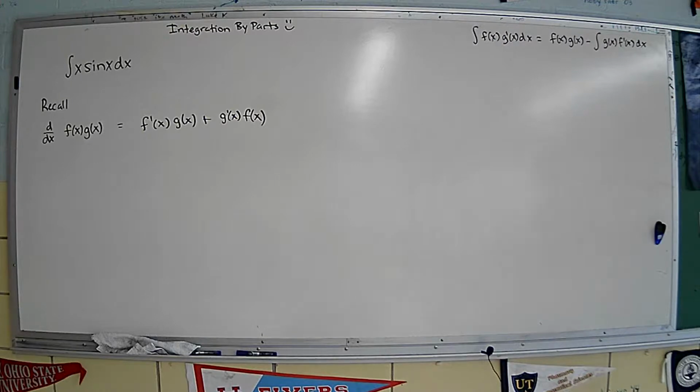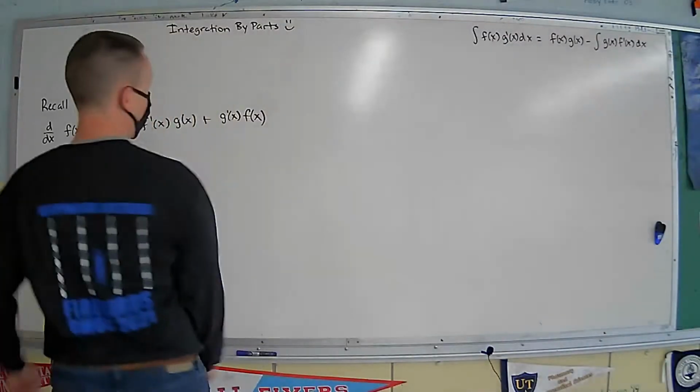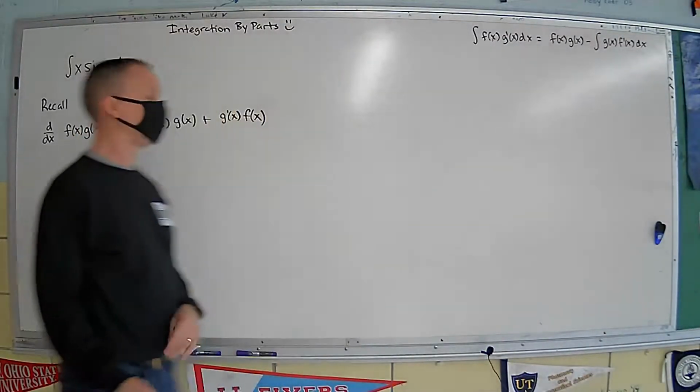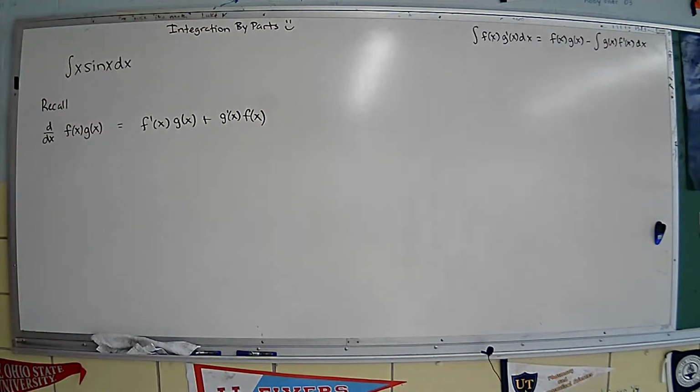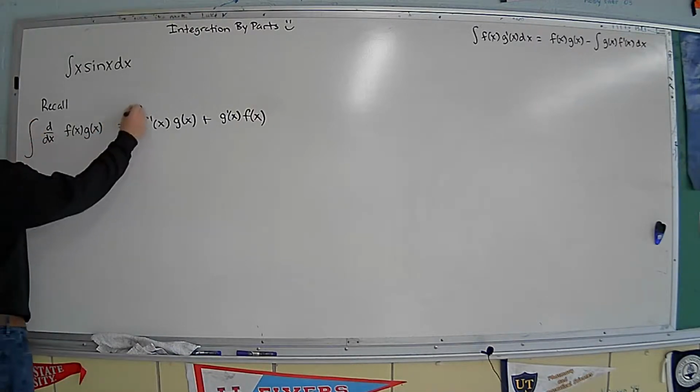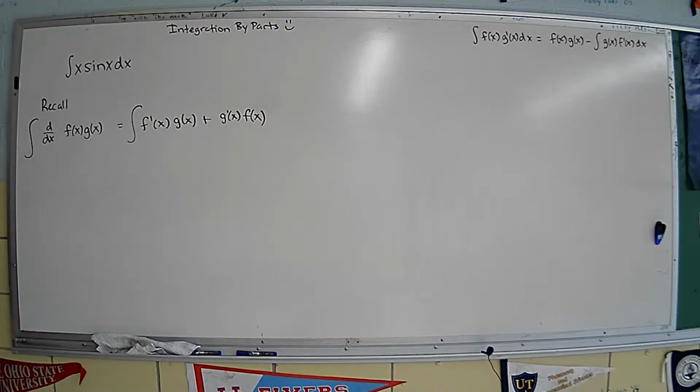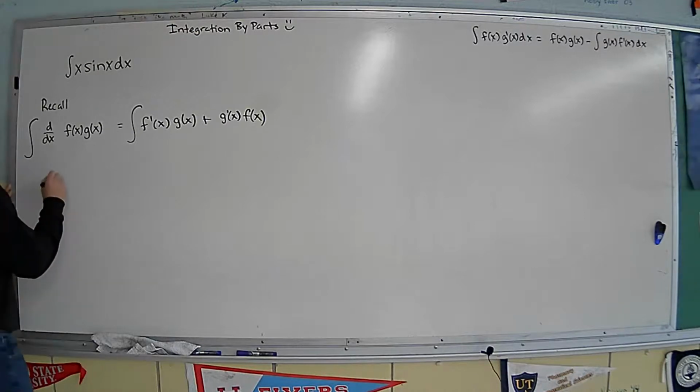Remember the product rule over here? Again, don't write this down just yet. That's how you take the derivative of a product of two functions. Well, just for funsies, I'm going to anti-differentiate both sides of this, because that's what we want to do, undo the product rule. So what's the antiderivative of the derivative of f times g? It's f times g, right?